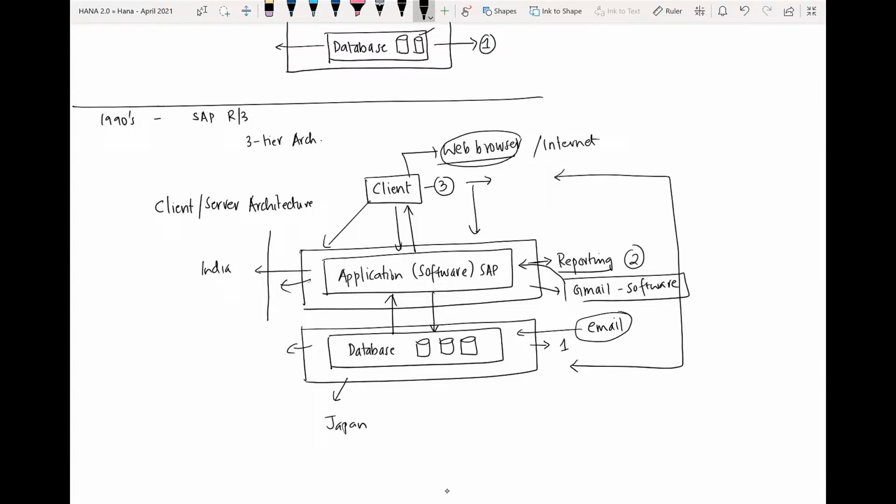Once SAP got to this R3 architecture, they said this is perfectly fine. This is the correct architecture that we want to use. And going forward, even though the naming convention kept changing from R1 to R2 to R3, it eventually became SAP ERP, which is Enterprise Resource Planning. And now it has become S4 HANA.